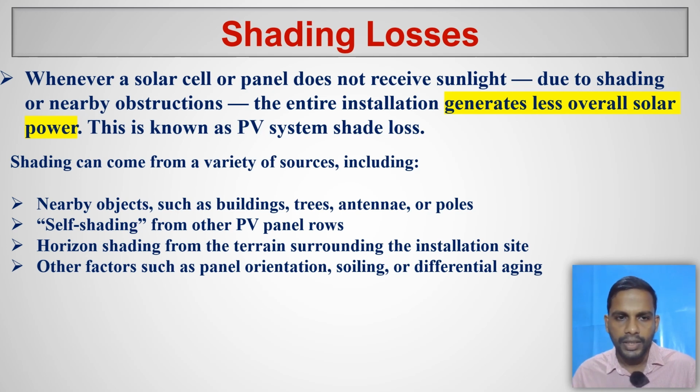That's a simple scenario. So what are the reasons for shading? Nearby objects, buildings, trees, antennas, poles. When you install solar panels, you have to take care of all these things. People may think we are not shading the entire panel, only a little bit of area. But you have to understand that if you shade one single cell, then the entire panel will not work. Simple. If you shade a 1 inch square area, it means you are shading one cell, and that means your entire panel will not work.